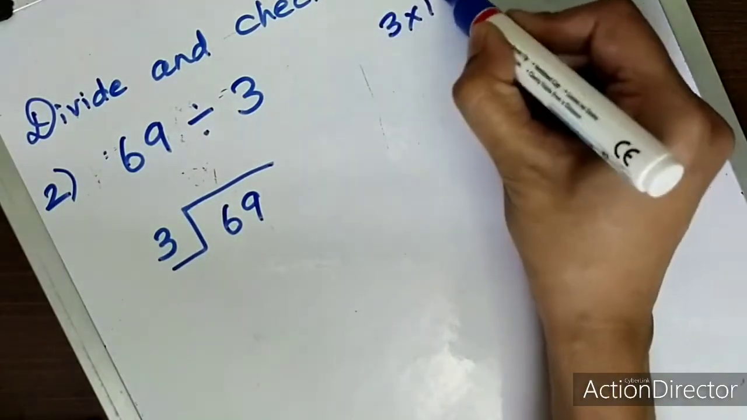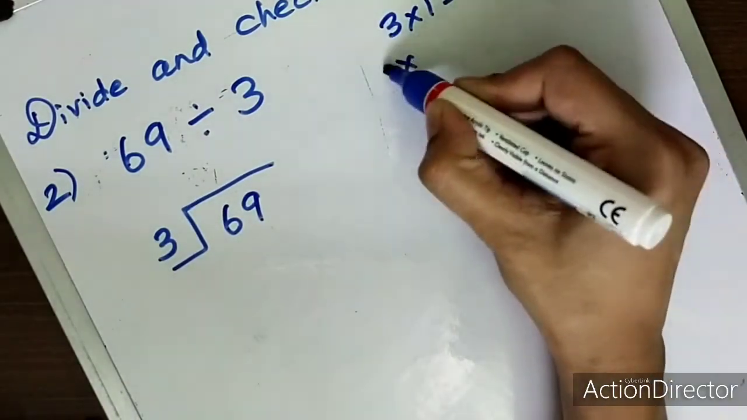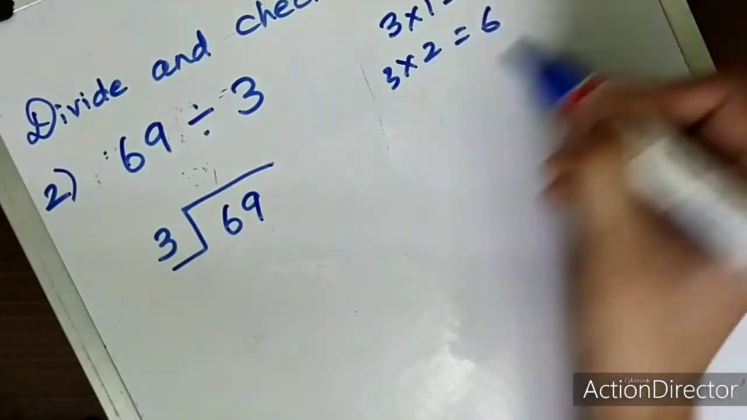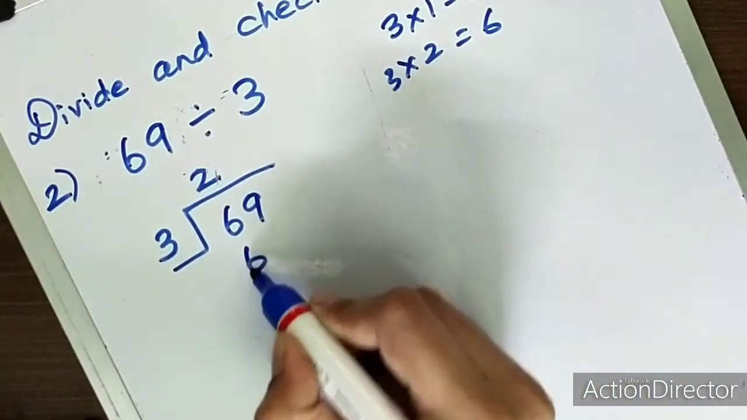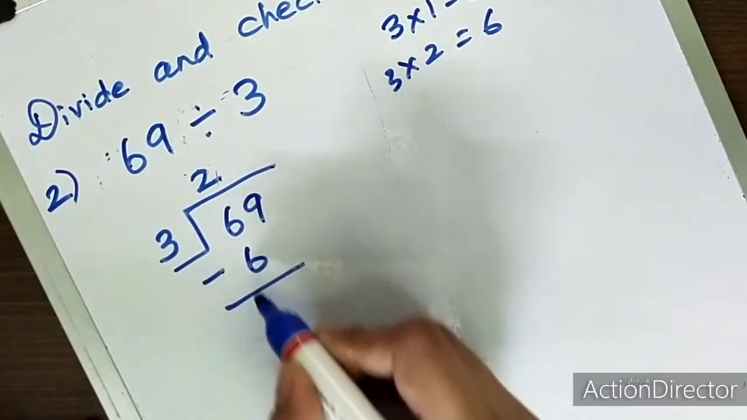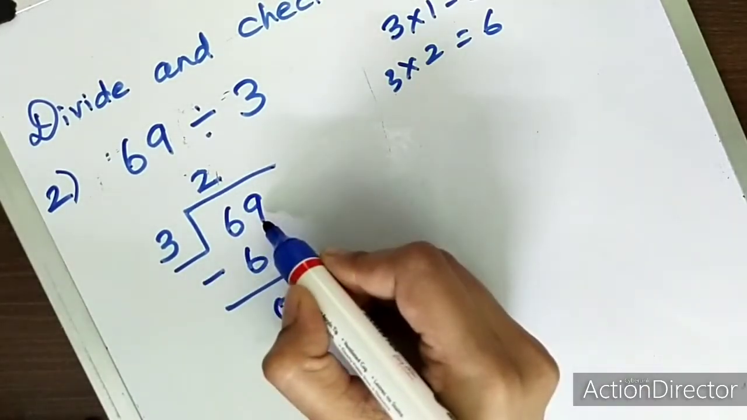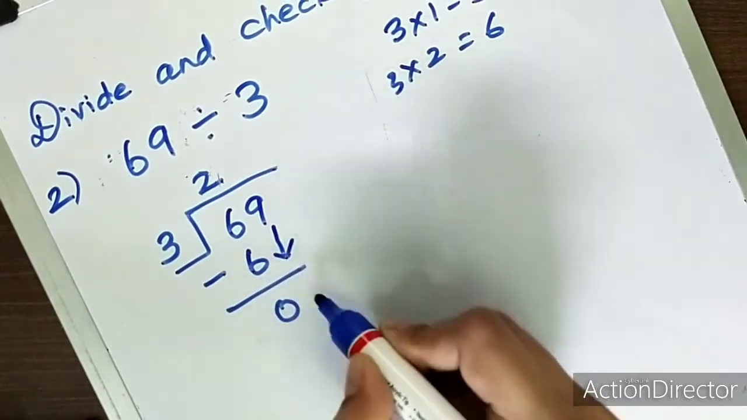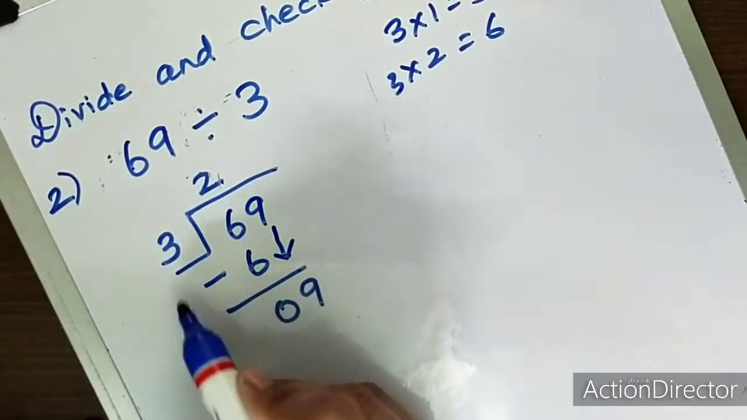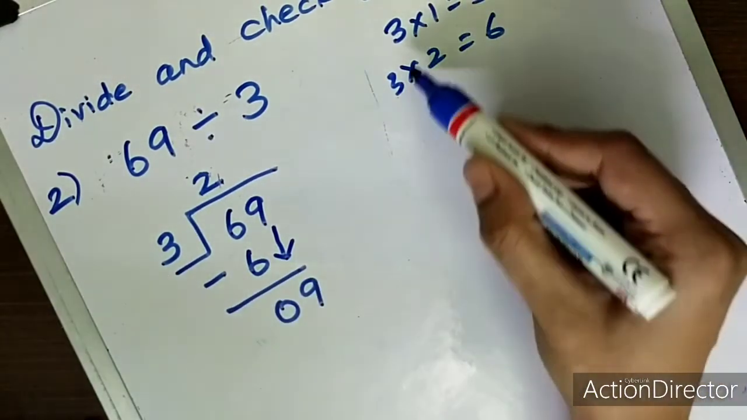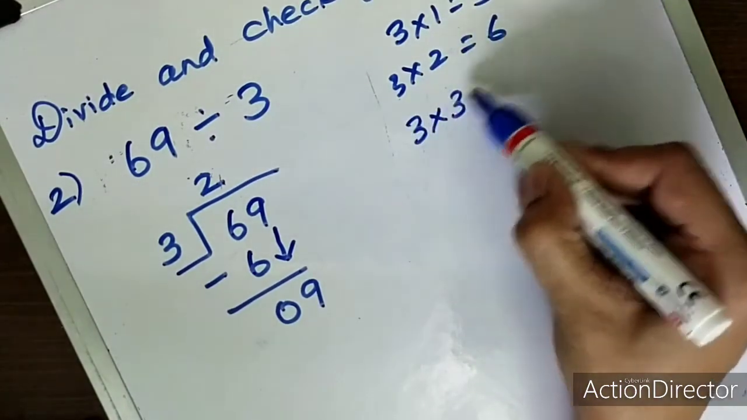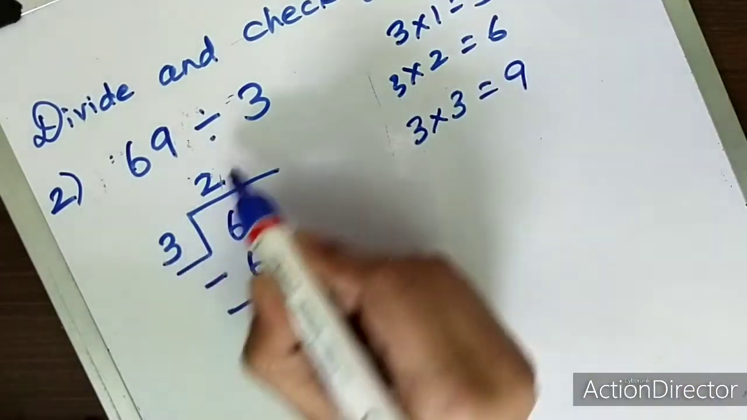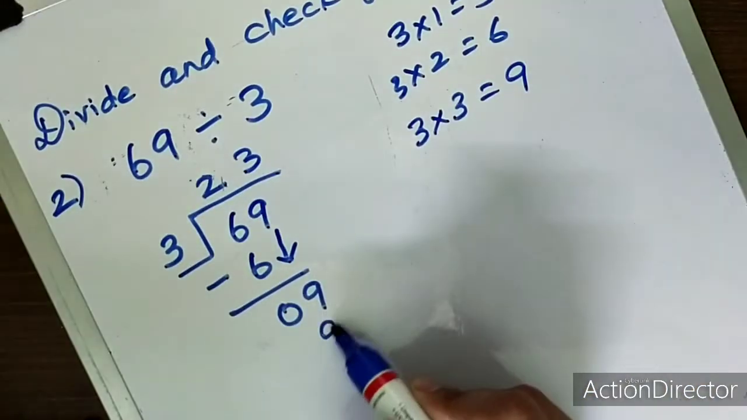3 ones are 3. 3 twos are 6. So subtract: 6 minus 6 will be 0. Now this 9 is remaining, so bring down this 9. 3 table, 9 will come. 3 ones are 3, 3 twos are 6, 3 threes are 9.